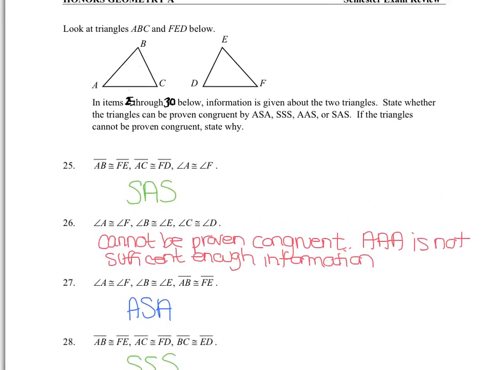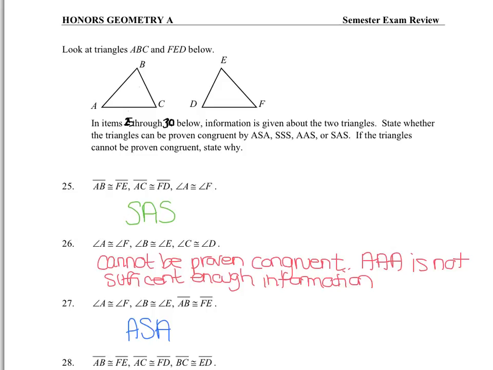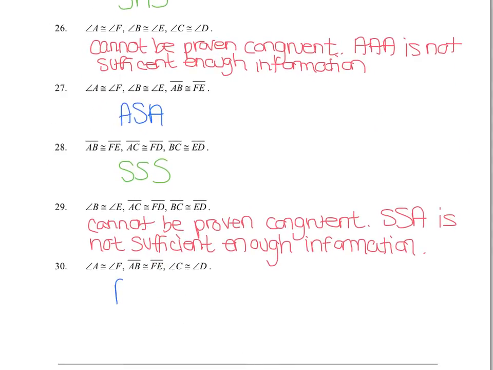For the last one, 30, we see that angle A is congruent to angle F, AB is congruent to FE, and angle C is congruent to angle D. And what we're given is angle-angle-side. So angle-angle-side is enough information, so we can state that they are congruent because of angle-angle-side. And this ends Unit 1, Topic 3 of the Honors Geometry Semester Exam Review.